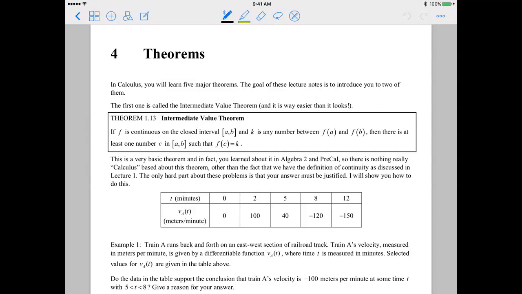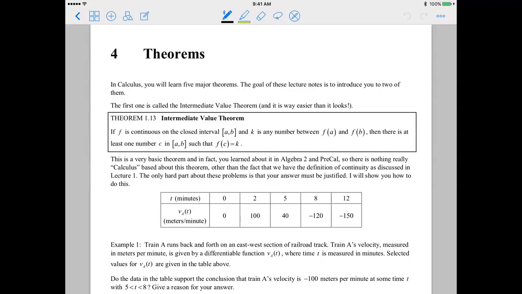This one is going to be over two important theorems that you're going to learn this year in calculus. You're going to learn 5 theorems overall, but the goal of this lecture is to introduce you to 2 of them. The first one is called the intermediate value theorem, and I'm not going to read the theorem to you word for word. I'll let you do that on your own, but I want to give you the main idea of what the intermediate value theorem is saying.